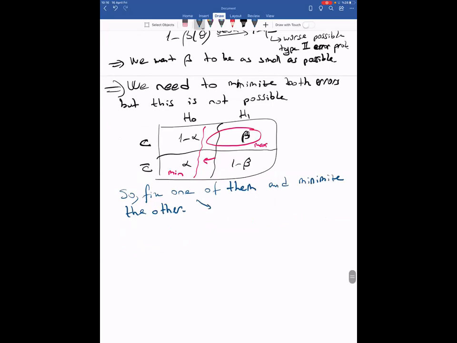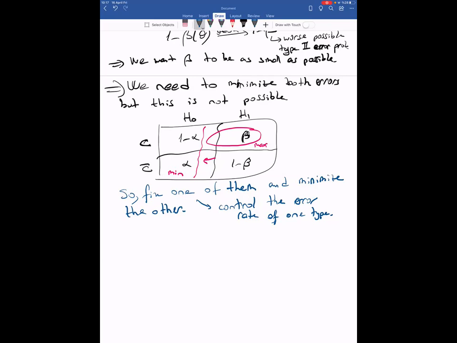Okay, so fixing one of them means that we actually control the error rate of 1. So basically we need to decide which one to fix, which one to control. I can control one of them, and then based on this controlled level of the probability of error, I need to minimize the other probability. So how can we do that?